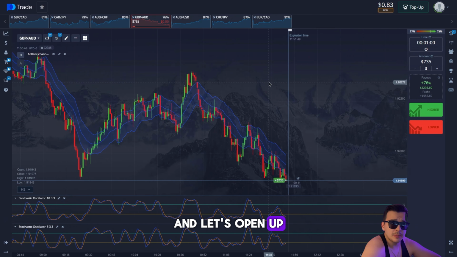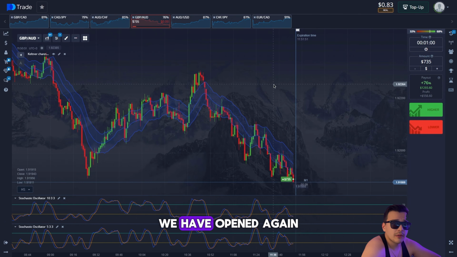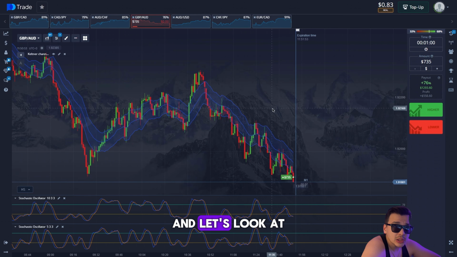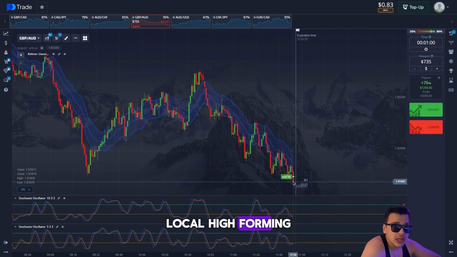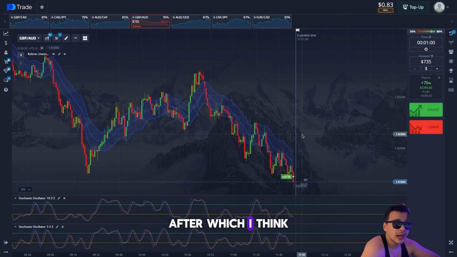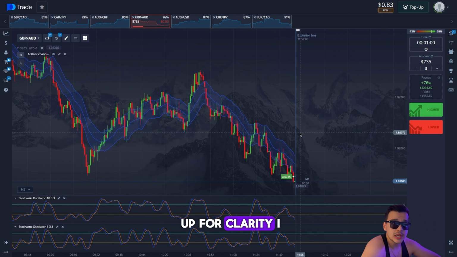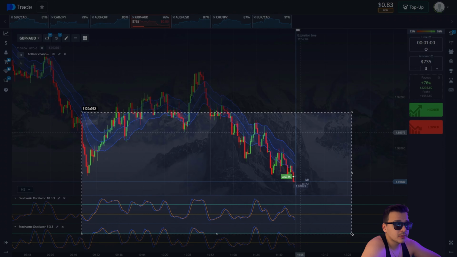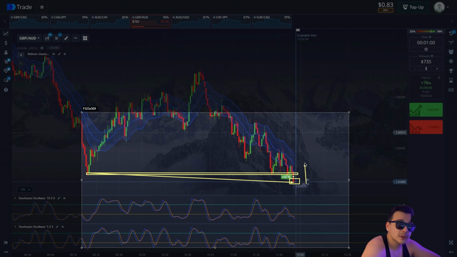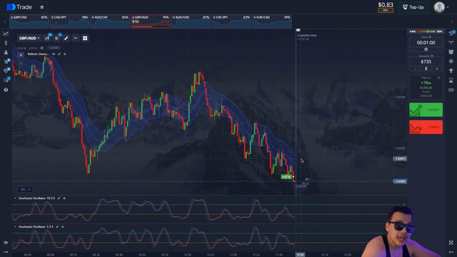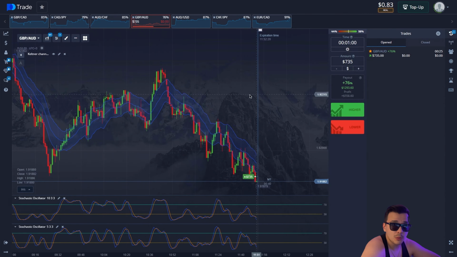And let's open a trade right here. We have opened against the trend, and let's look at its dynamic. We have a new local high forming now, after which I think the dynamics of the movement should go up. For clarity, I will show you. Here is the support area. Here is the newly formed local low, after which we will expect the exit upwards.